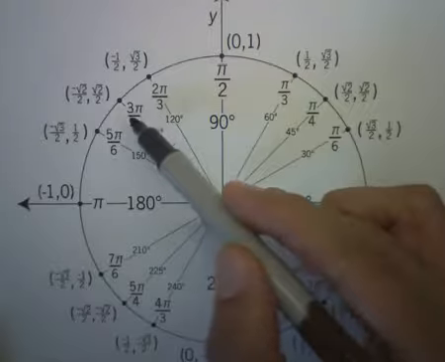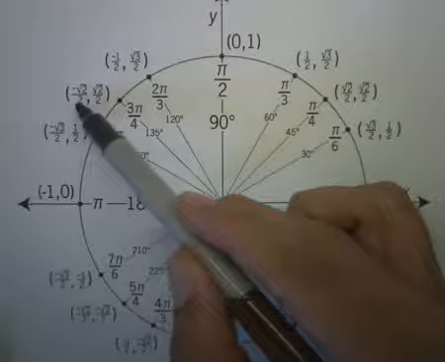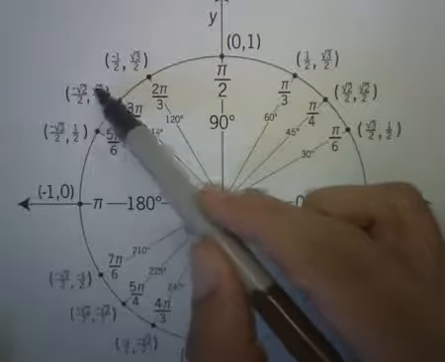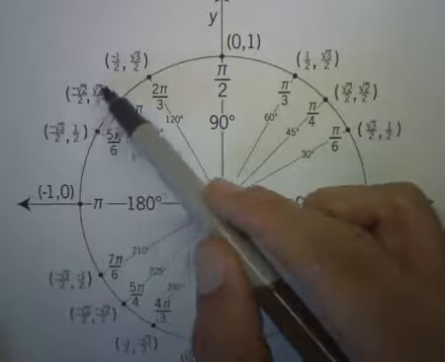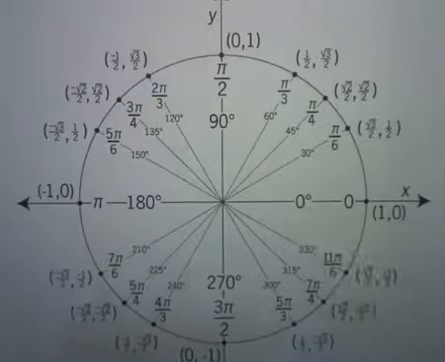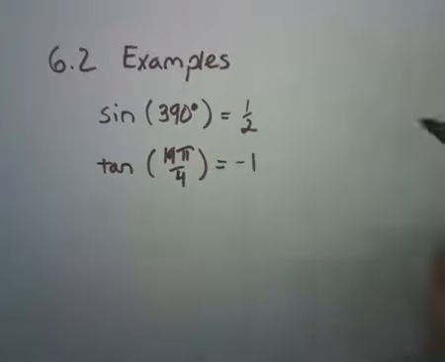So the tangent is the y-coordinate over the x-coordinate. Notice that's square root of 2 over 2 over negative square root of 2 over 2. Same thing divided by itself, just a positive divided by a negative. So that will be -1.